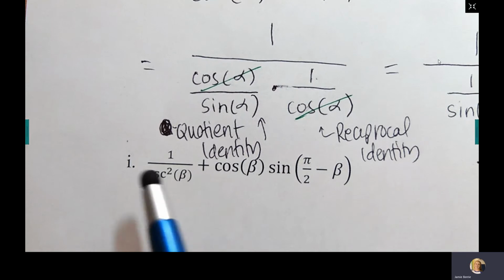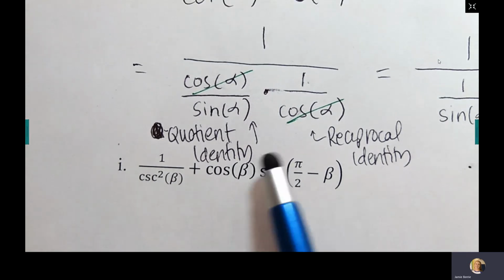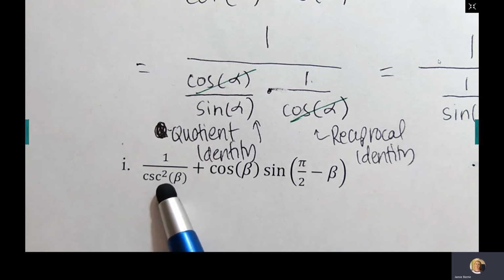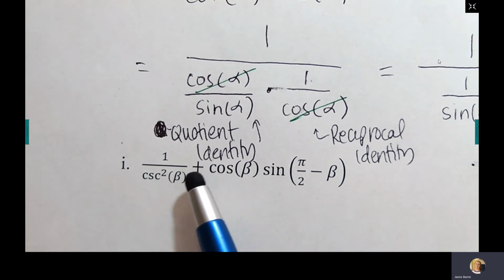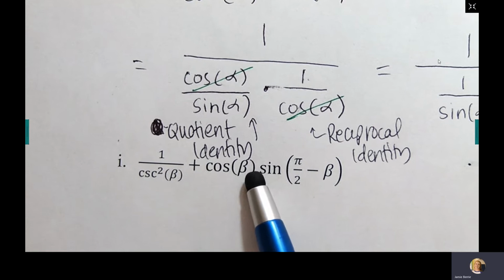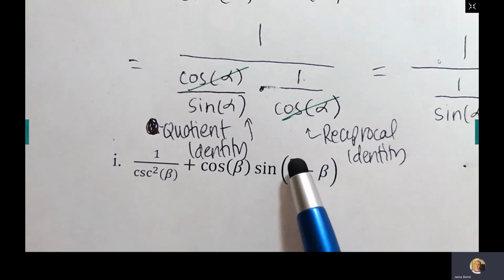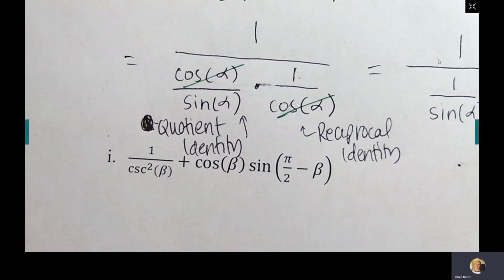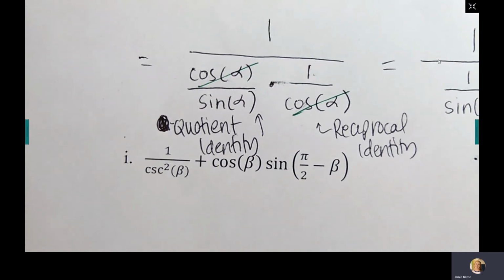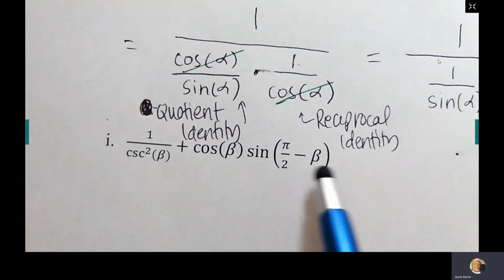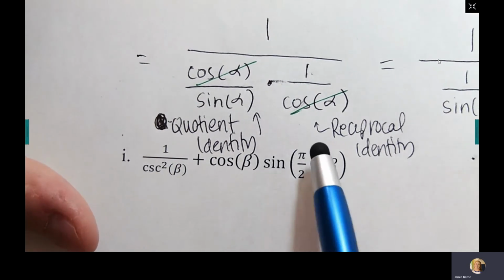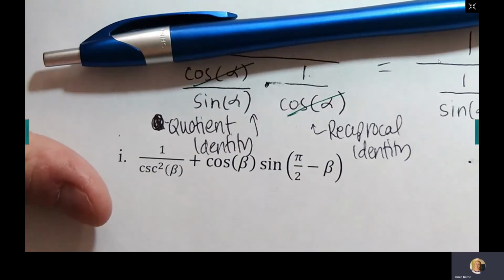All right, next one. This one's pretty complicated. We got some fractions. We've got this weird stuff happening over here. So we have 1 over cosecant squared beta plus cosine beta times sine of pi over 2 minus beta. Anytime you see pi over 2 minus an angle, that should make you think cofunction. So if you see pi over 2 minus an angle, that's a cofunction identity. So we're looking for sine of pi over 2 minus an angle. Would that maybe be negative? Minus 7?